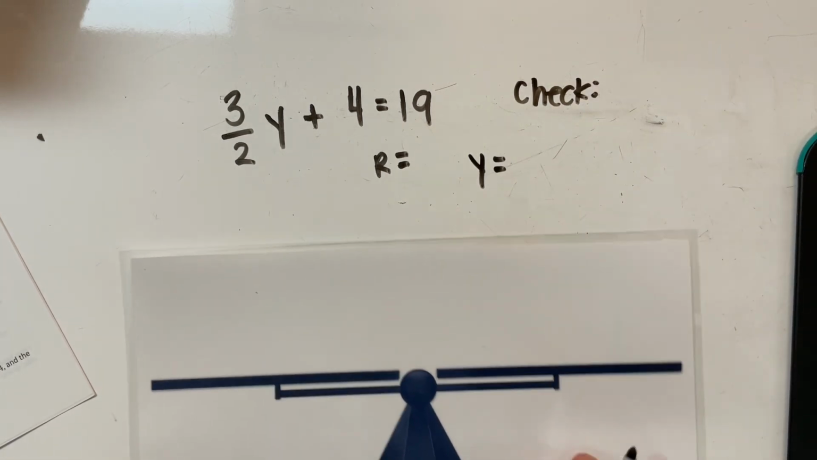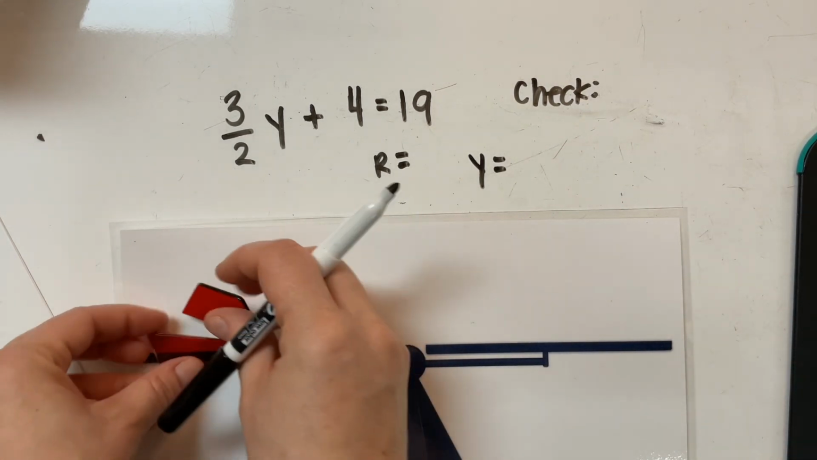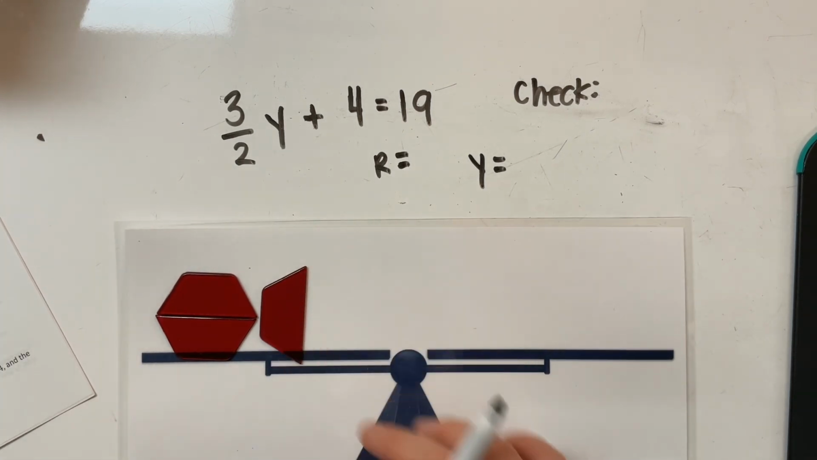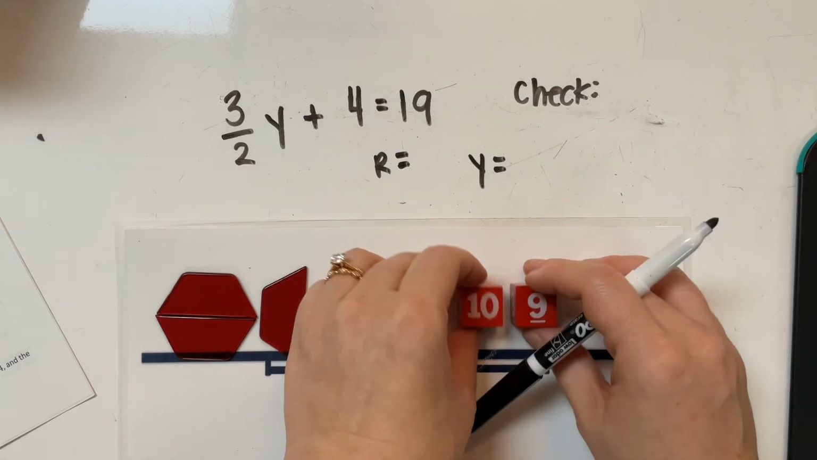And what y equals, and then my check. Okay, so let's set this up. I've got 3/2. So I'm going to make 3/2. One more. And then I've got a 4. And then on the other side, I have 19.